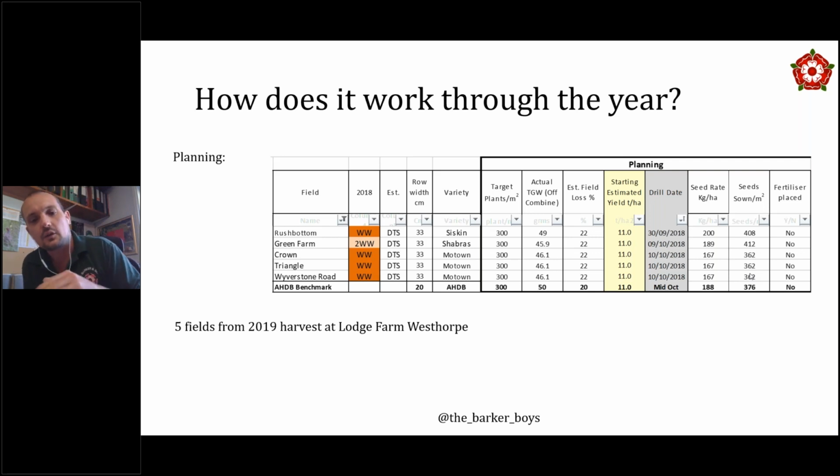So there were different things, so I can adapt it for what I'm planning, so I can get a much more accurate calculation for seed rates and seed sown. And then if we're placing any fertilizers, that's also highlighted on there. So it's a really good place to put information about what's going on in each field.